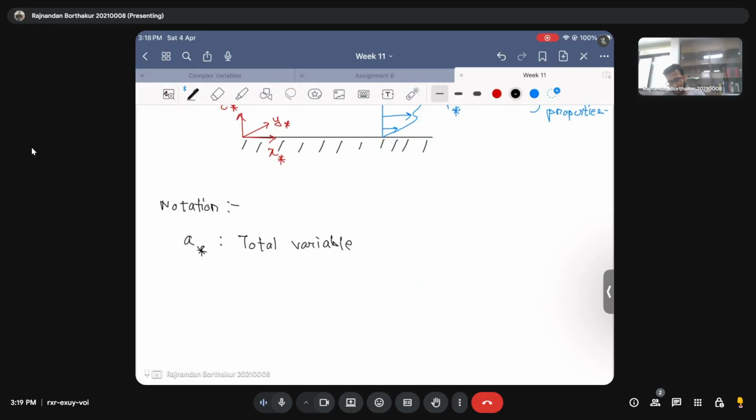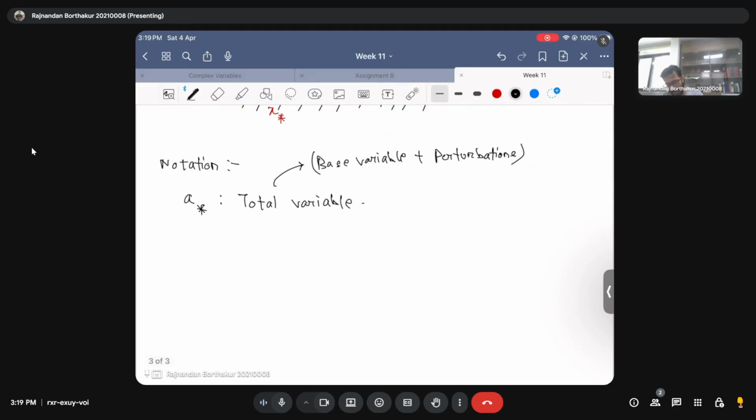If I call some variable my total variable, this will include the base variable plus the perturbations. I shall denote this total variable as a lowercase letter with a star, because star means things are dimensional. Then I will denote all my base variables as an uppercase letter with a star, where again star means dimensional. So an uppercase variable is my base variable.